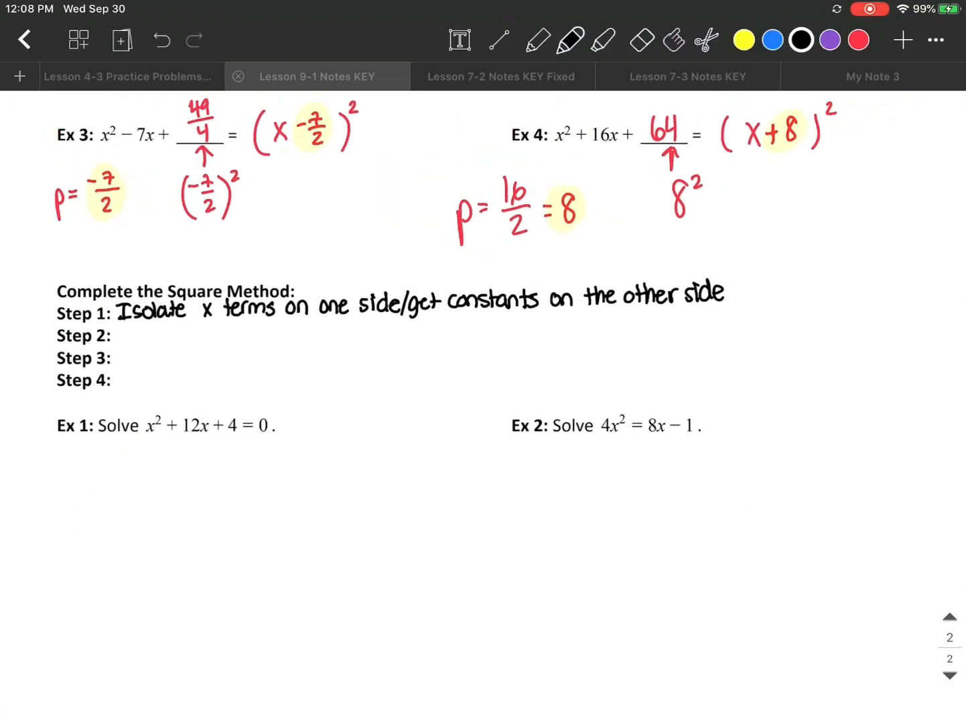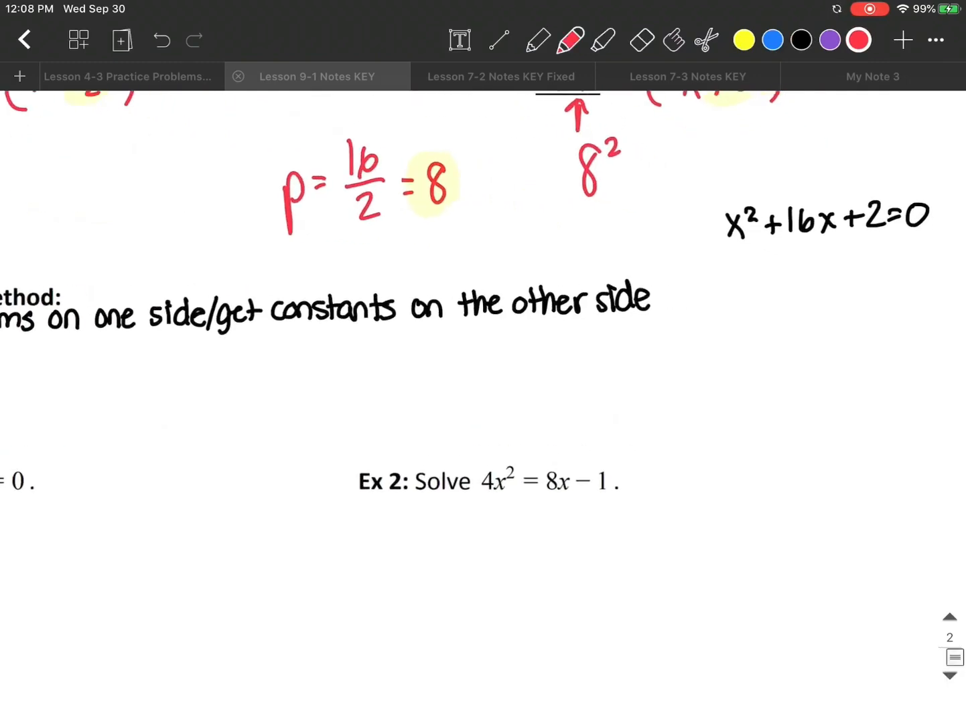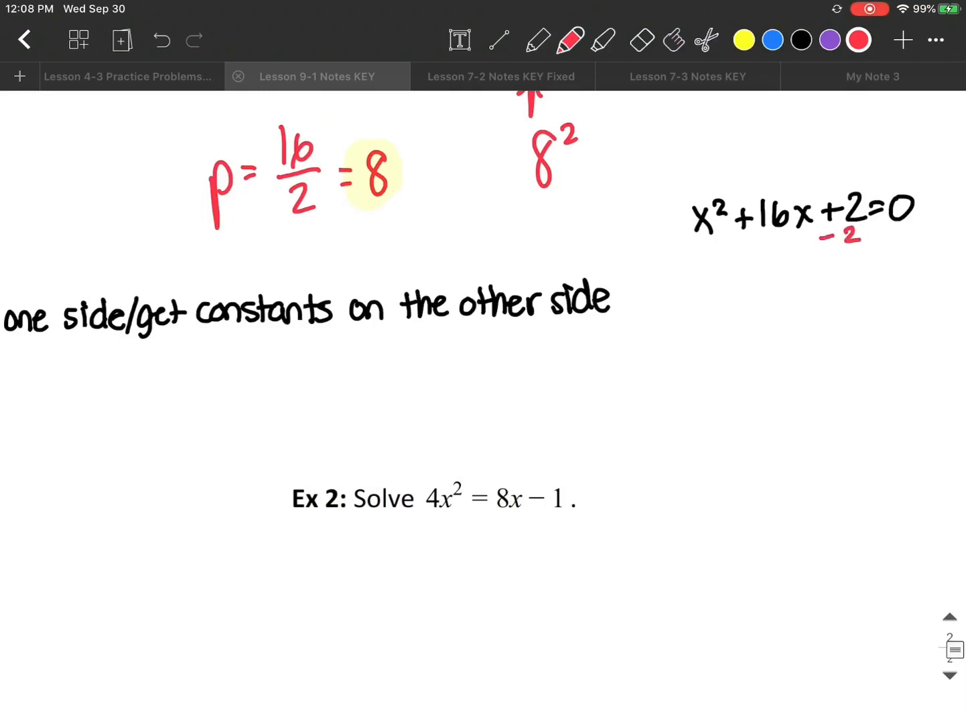Let me think of an example. If I have x squared plus 16x plus 2 is equal to 0, the first thing I want to do is get that 16x by itself. I want the x squared and the 16x by themselves, because I want my x terms all on one side and the constants on the other. So I'll end up with x squared plus 16x is equal to 2.